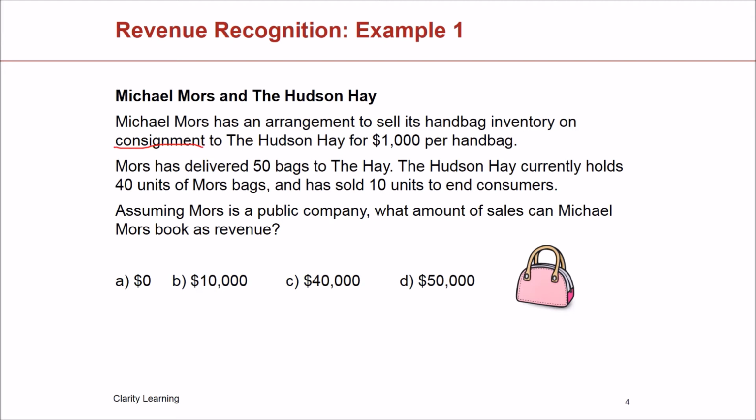So before we move on to the solution, we know that this is consignment inventory sale because it explicitly says sold its inventory on consignment to the Hudson's Bay. So that's definitely something that you should underline when you're doing cases like this on the CFE. In addition, once we know that it's on consignment, we need to know how many have actually been sold to the end consumers. And here we see that 10 units have been sold to the end consumers, therefore leaving 40 units remaining. Now let's move on to the solution for example 1.